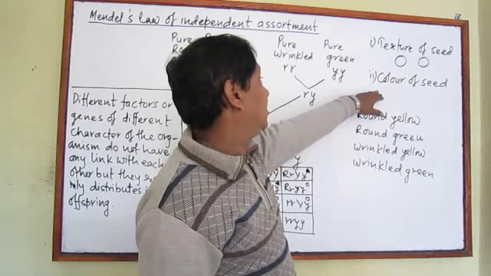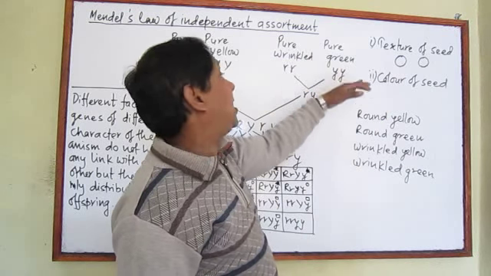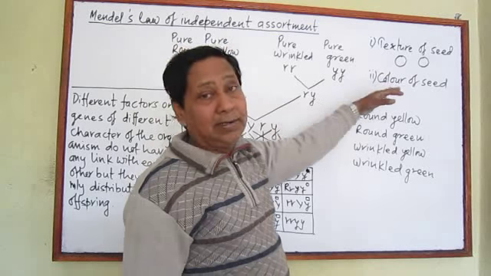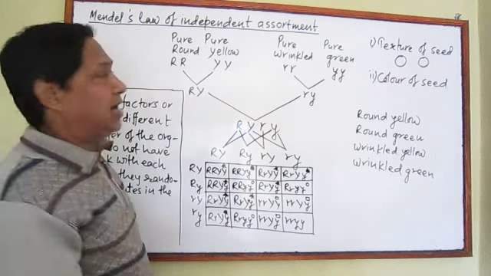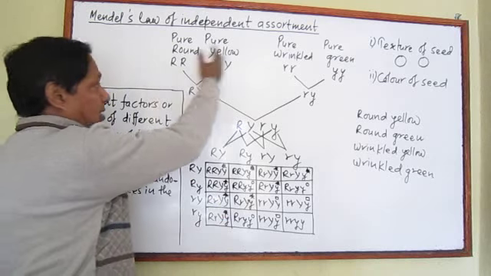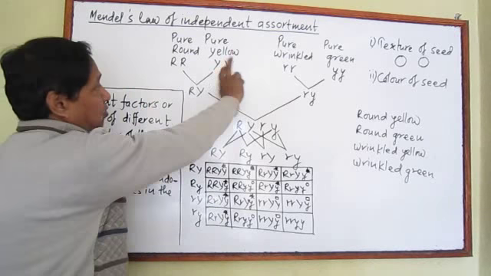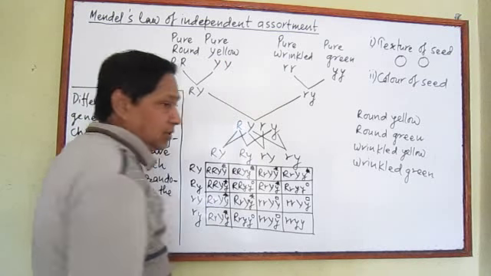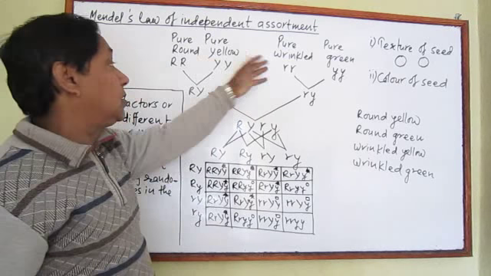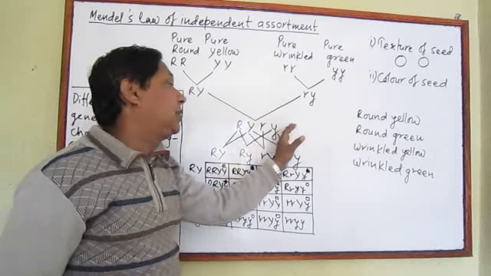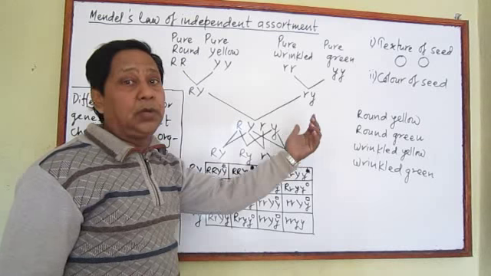The color of the seed is taken as what? Yellow or green. Two characters are taken, each having two factors: round or wrinkled, and yellow or green seed color. When he cross-pollinated these two, all the pea plants appeared round yellow in the first generation.